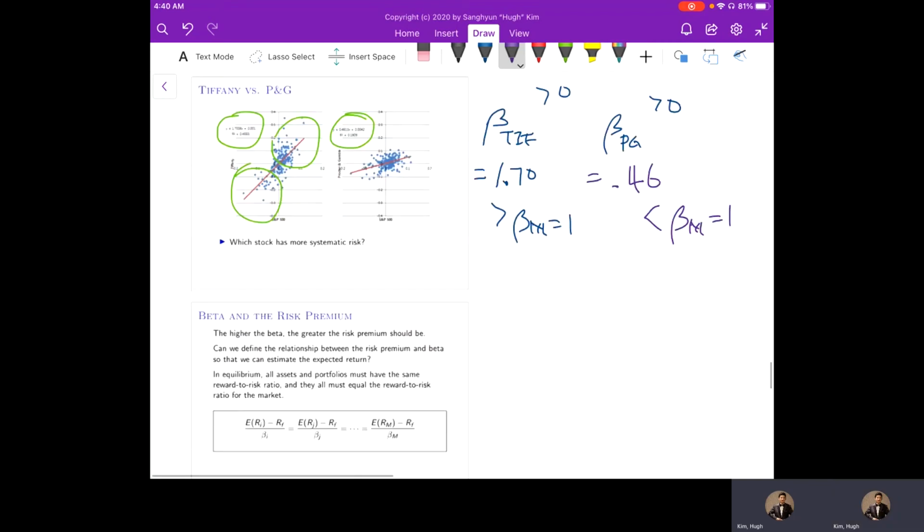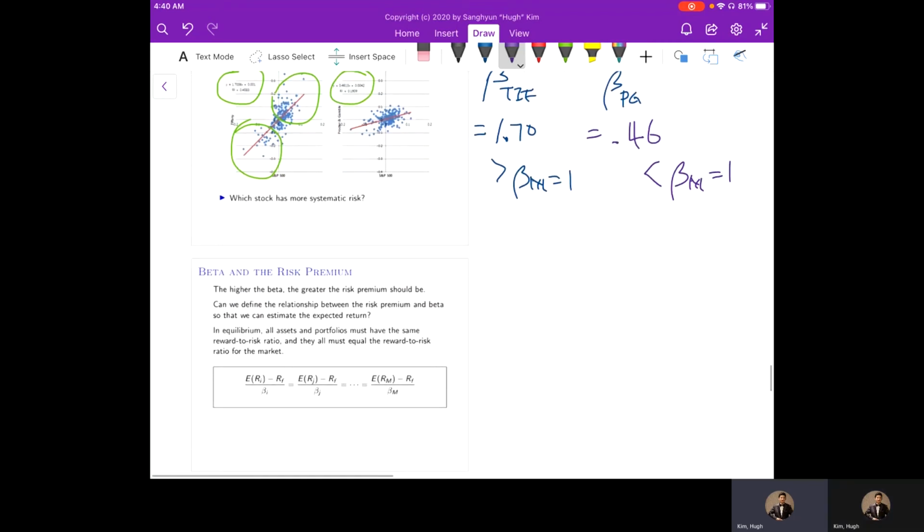So in general, the higher the systematic risk as measured by beta, the higher the risk premium should be. In fact, we can actually quantify the exact relationship between risk premium and beta. And this is a very important result.